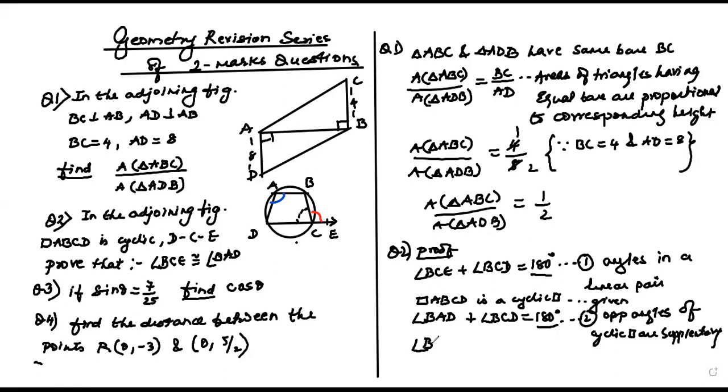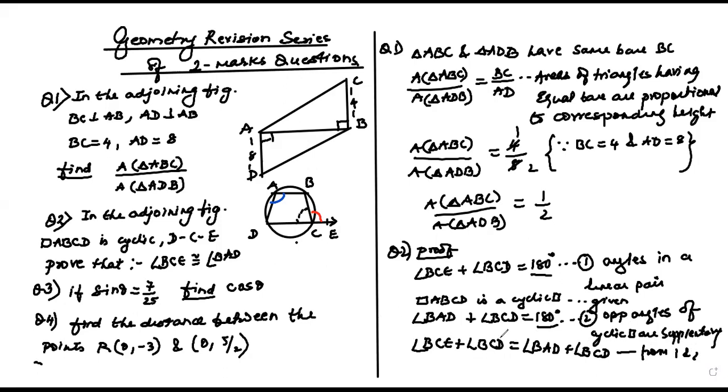Therefore, angle BCE plus angle BCD is equal to angle BAD plus angle BCD. Can I say from 1 and 2 the right-hand side is same, children?